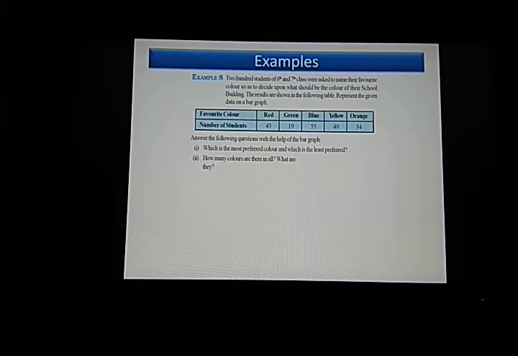Now we need to plot this on the graph with the help of bar graphs. And then after that we have to answer these 2 questions. So we'll come to the questions later on. Let us see how the graph is being plotted. So this is the graph. This graph is also given in your textbook.